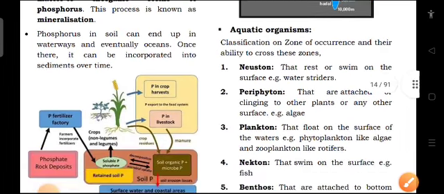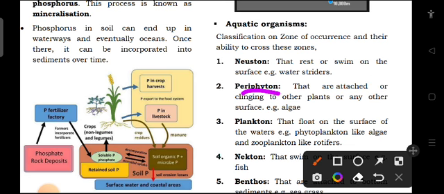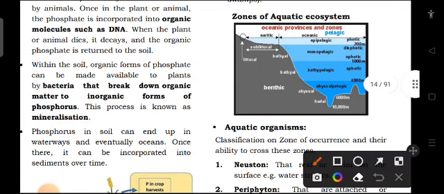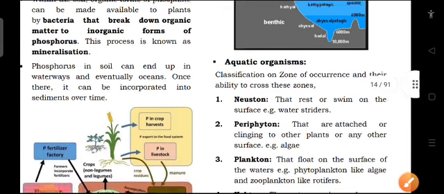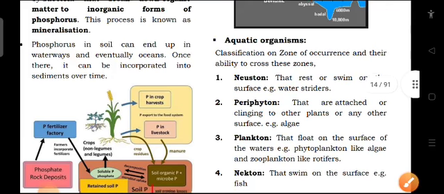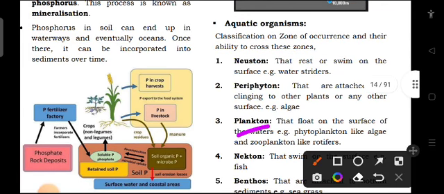Next one is periphyton. Who are periphyton? They are attached or clinging to other plants or any other surface. Example, algae. If we have some plants here, and some algae cling onto it, it is called periphyton. Then the next one is plankton, that float on the surface of the water. Example, phytoplankton like algae or zooplankton like rotifer. So algae and rotifers are the plankton.